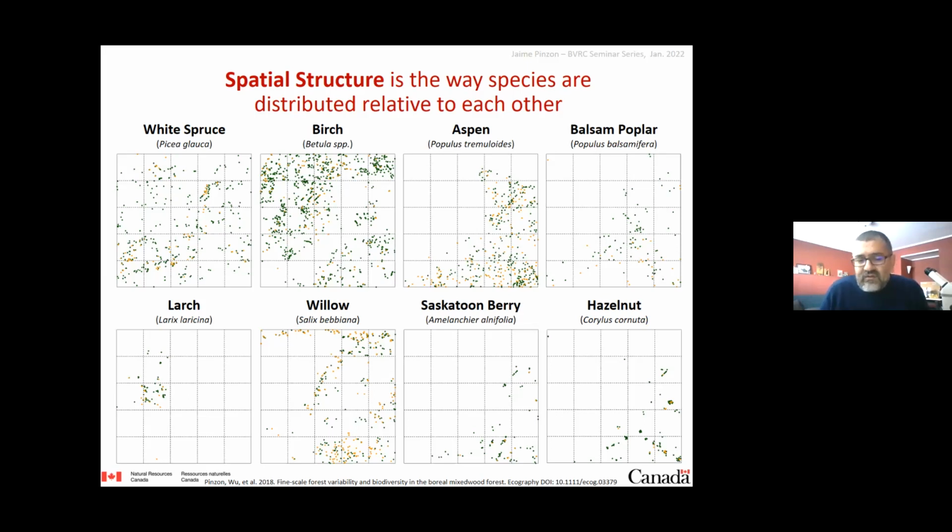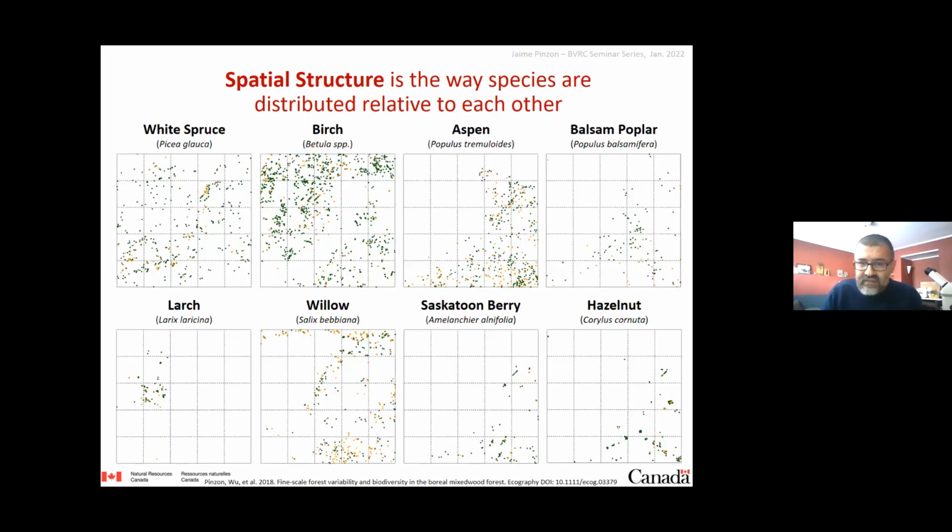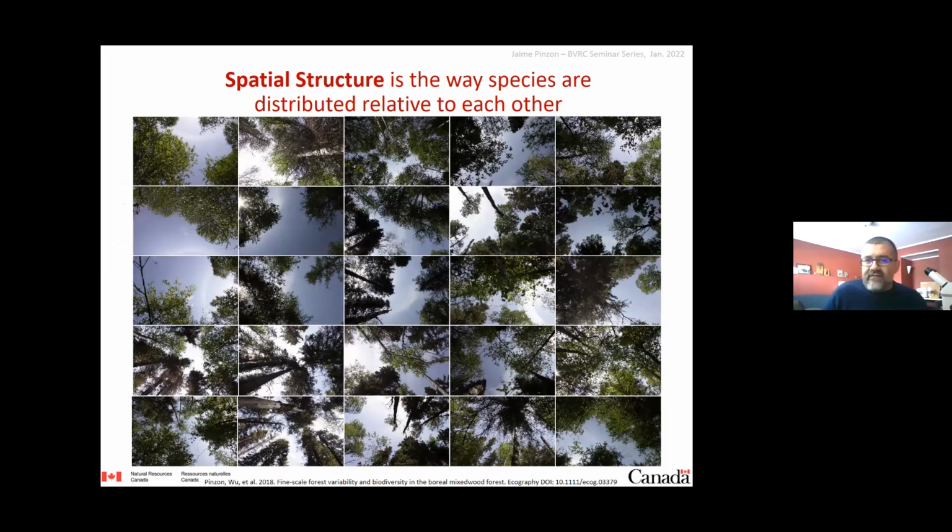Or the same question can be asked for other species. And of course, this has to do with the biology of the species and the habitat conditions at those specific locations. So this is the same plot, just looking at the pictures of each of those little squares that you see in this slide. So these are just canopy pictures of that same plot.